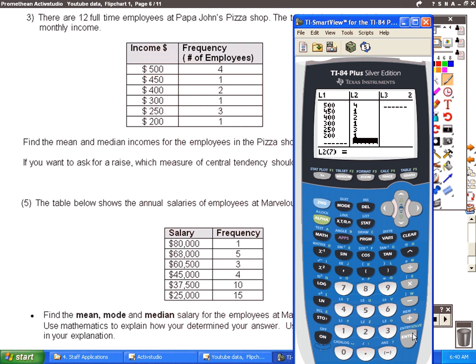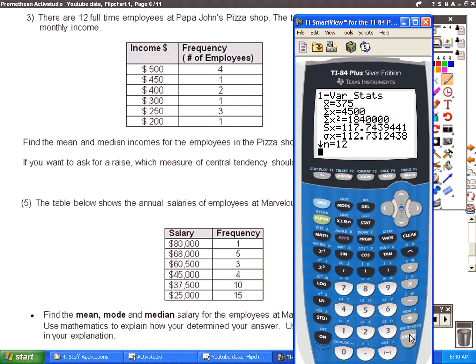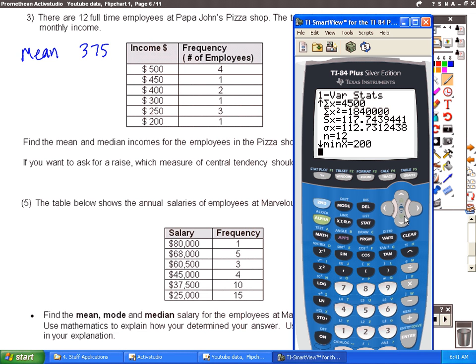All right, so here we go back to the calculator. Stat, Calc, one variable statistics, list 1, comma, list 2, enter. And so we can see that for this data, the mean, X bar, is 375. We'll go down for the median. The median is $400.